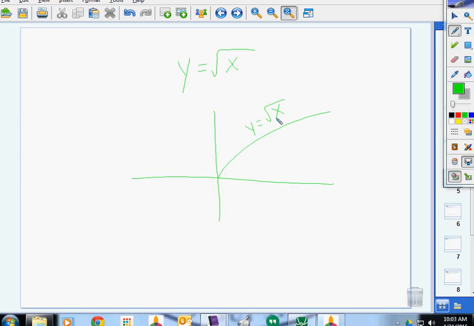Now, because of what you know about translations, you know what I mean by translations? When it goes up or down on the y-axis, or left or right on the x-axis. Because of what you know about that, if I gave you y equals the square root of x minus 2, do you see that it would actually be over here, because it was shifted 2 to the right? Does that make sense? So the rules about translations, left, right, up, down shifts, still apply.